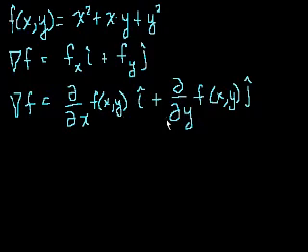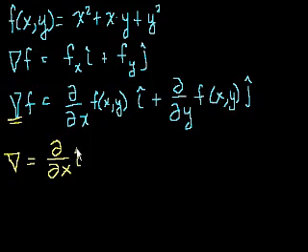And because of this notation, a lot of people view this del operator, and it actually is pretty consistent when we learn about the divergence and the curl. A lot of people view this del operator, they actually define it. They say that it is equal to the partial with respect to x in the i direction plus the partial with respect to y in the j direction.